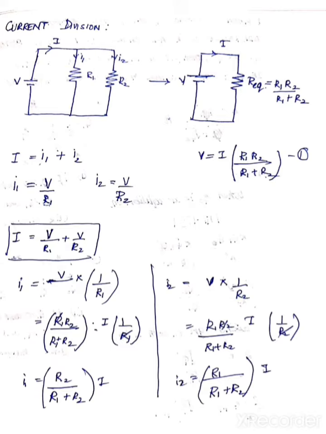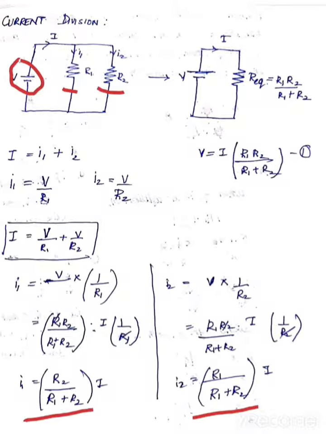The current division rule. Now to obtain the expression of I1 and I2, let us consider a circuit in which a source voltage is connected to resistances R1 and R2 in parallel. Remember, in the voltage division rule, the resistances R1 and R2 were connected in series, while in this case they are connected in parallel.